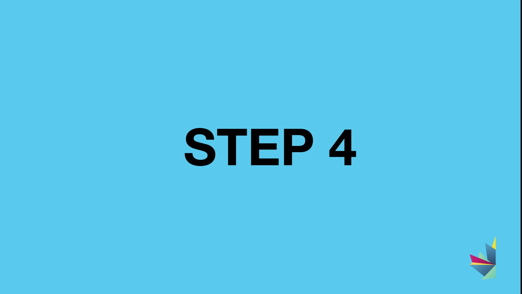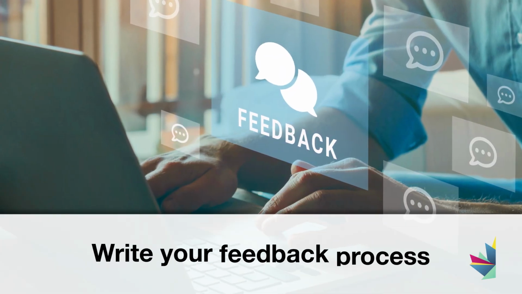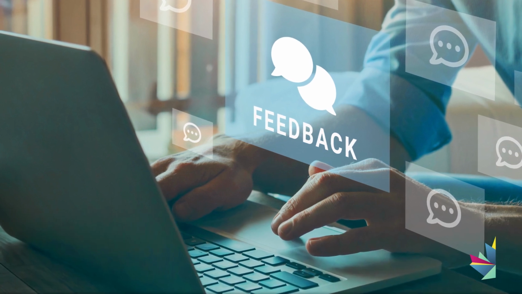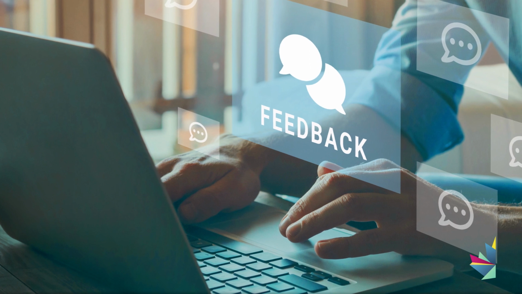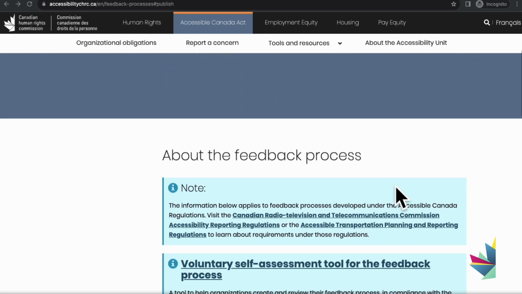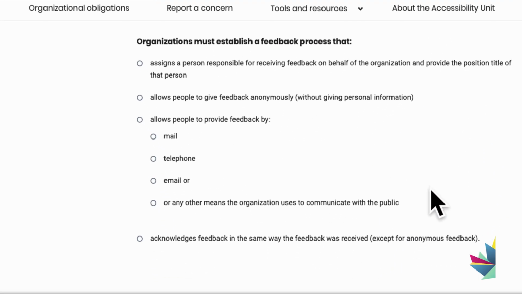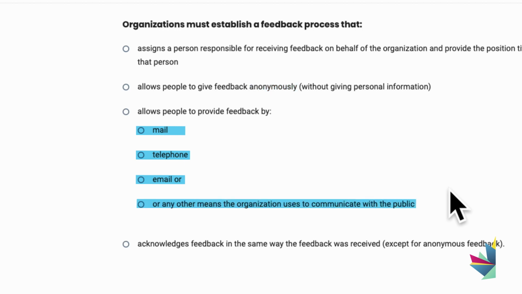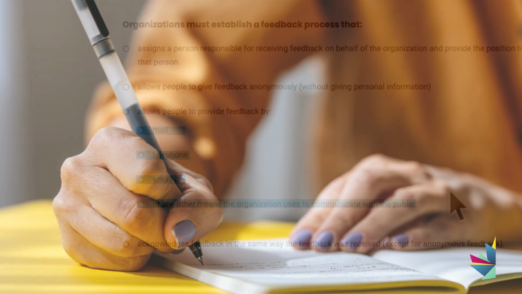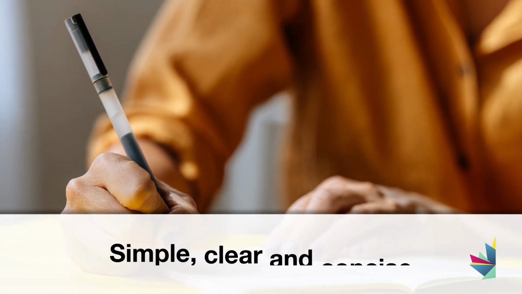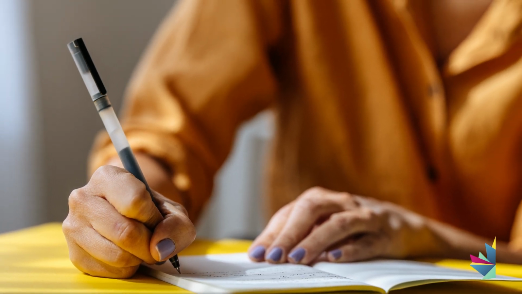Step 4. Write your feedback process. This process must explain how your organization receives and responds to feedback about how you are carrying out your accessibility plan, and about barriers people face when dealing with your organization. People must be able to give feedback anonymously and by mail, phone, email, and any other way your organization communicates with the public. Write your accessibility plan and your feedback process in simple, clear, and concise language. That means language that's easy to read and understand.